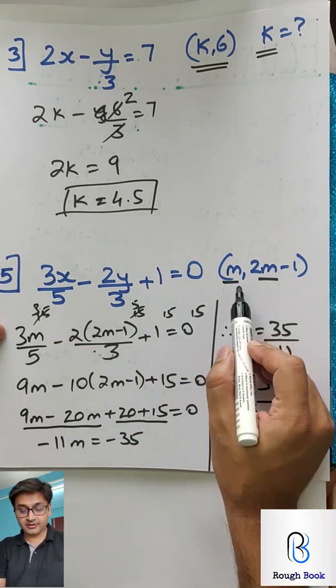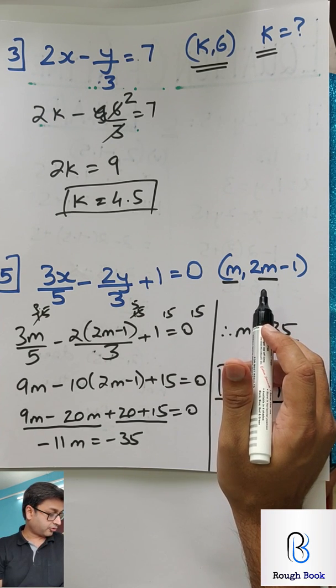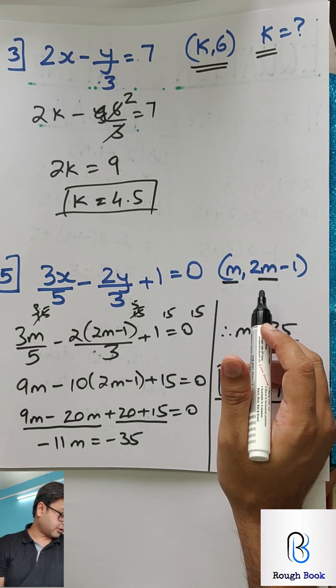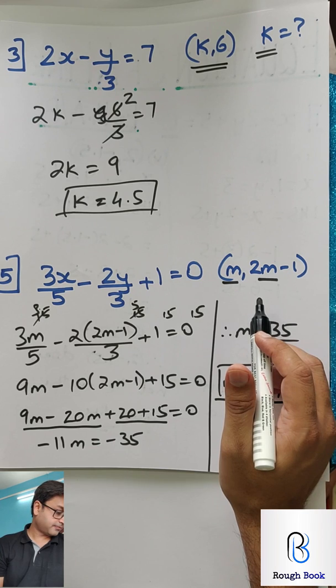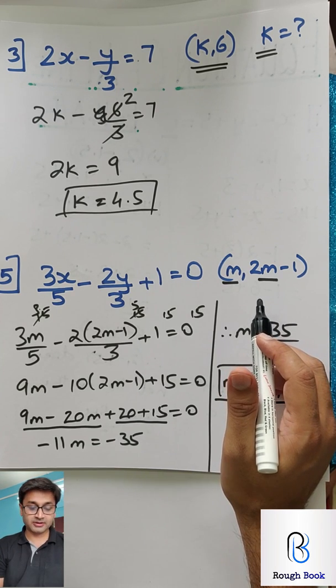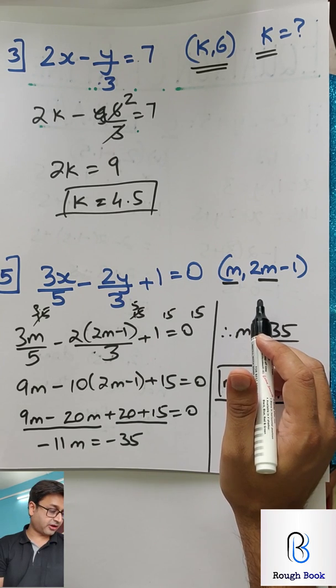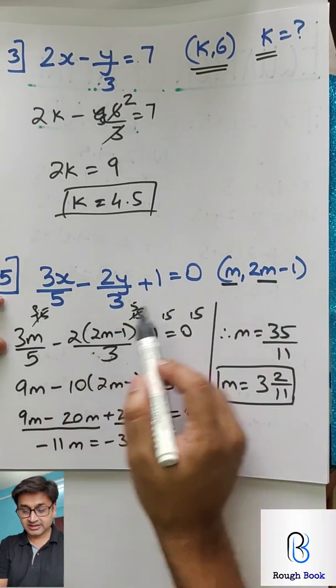So 3 times m. Have I copied this correct? Let me just check. This is 14a, sum number 3, 2x minus y by 3 equals 7. I messed up. Sum number 5: 3x upon 5 minus 2y plus 3 plus 1 equals 0. 2m, this is correct. So I substituted this as m.